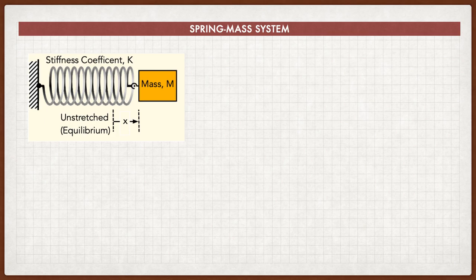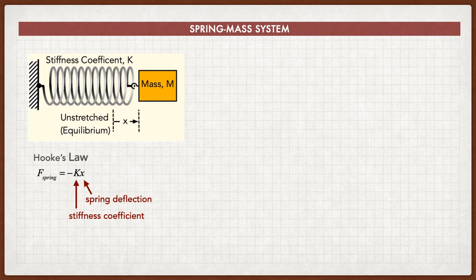Start with a horizontal spring attached to a mass M. Assume the spring has no mass or friction and that it obeys Hooke's law. Hooke's law says the spring force is proportional to X, the stretch in the spring. The constant of proportionality is K, the stiffness coefficient.